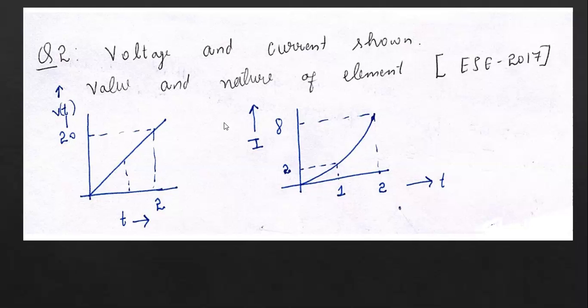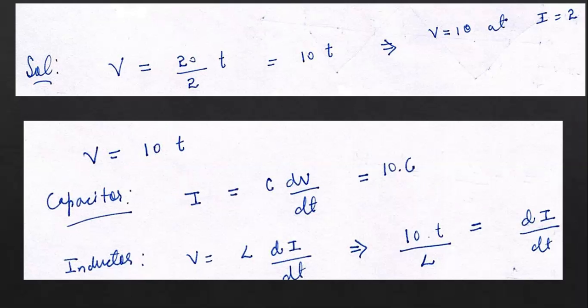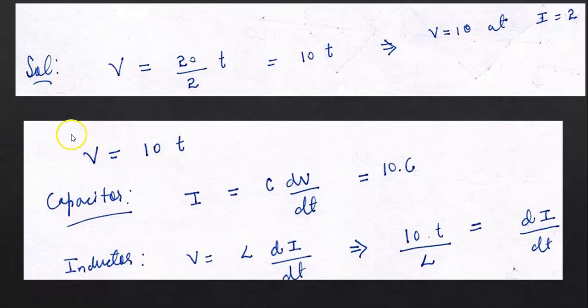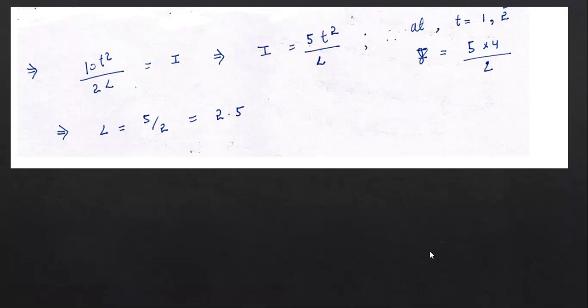So we first write the voltage and current waveforms. The voltage waveform will be equal to 10t and that will be equal to 10 at t is equal to 1. Now we check whether it is a capacitor. For a capacitor we know I is equal to C dV by dt, that is equal to 10C. For an inductor, V is equal to L di by dt, so di by dt will be equal to 10t by L because V is equal to 10t. On integrating, we get I is equal to 10t square by 2L. So I will be equal to 5t square by L.